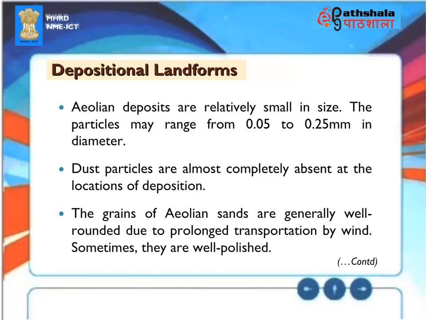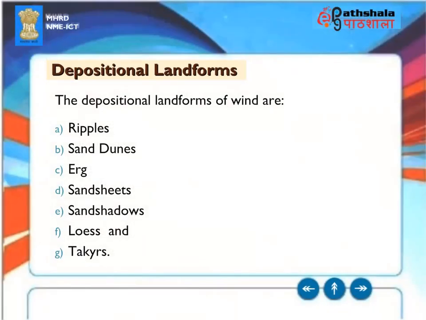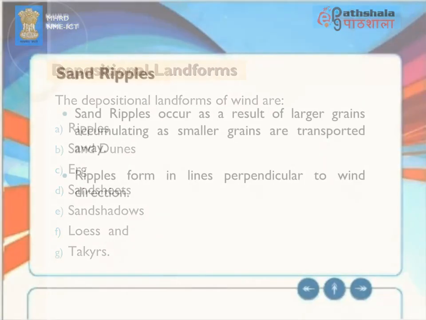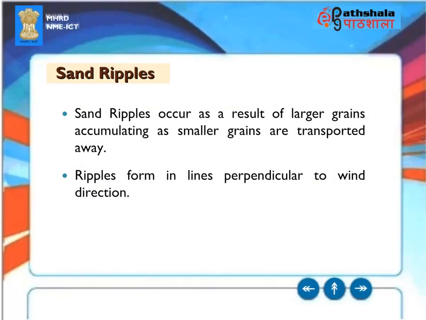The grains of Aeolian sands are generally well rounded due to prolonged transportation by wind. Sometimes they are well polished. The depositional landforms of wind are ripples, sand dunes, erg, sand sheets, sand shadows, loess, and takyrs. Sand ripples. Sand ripples occur as a result of larger grains accumulating as smaller grains are transported away. Ripples form in lines perpendicular to wind direction.